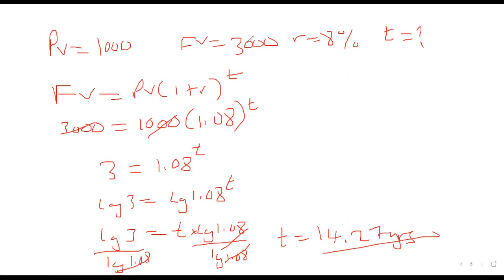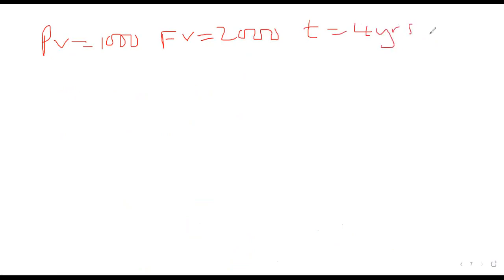Sometimes they do not give you this 3,000, they just say how long will a value triple at a rate of 8% compounded annually. How long means time. Also, in the same question, the present value, they could give you 1,000 kwacha. The future value, they could give you maybe 2,000 kwacha. And the time, they would give you maybe 4 years. They'll ask you what rate will cause a value to what? Double.